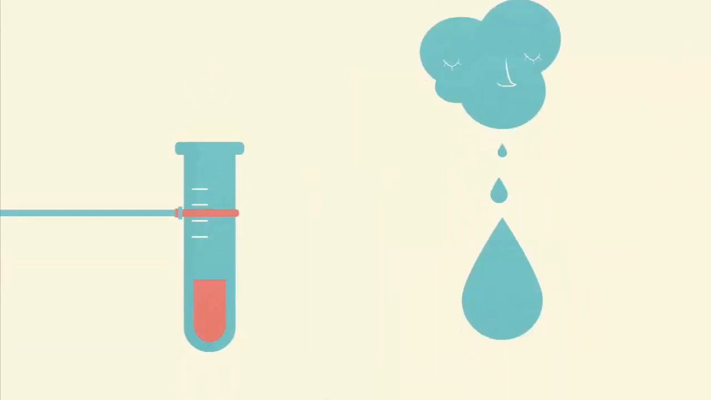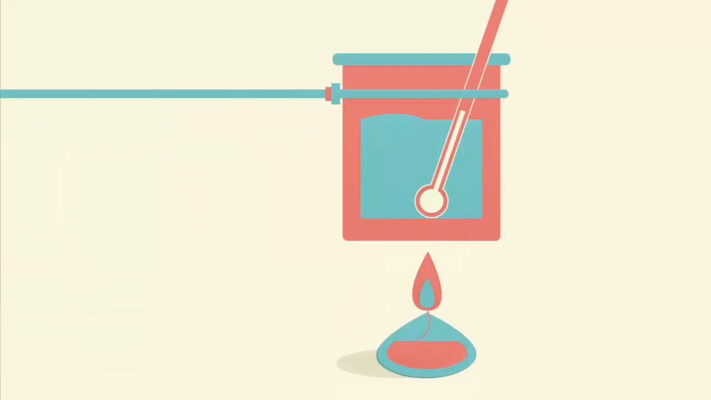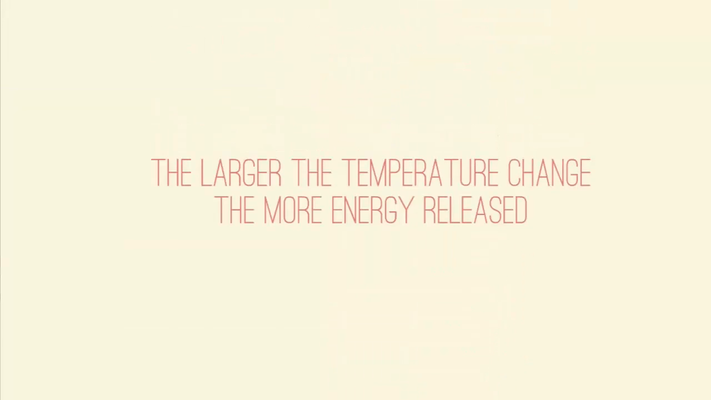In summary, calorimeters are devices that can measure the heat of chemical reactions, physical changes, or heat capacities for different materials. A simple experiment showed how measuring the temperature change of water could be used for this purpose. The larger the temperature change per gram of fuel, the more energy released.